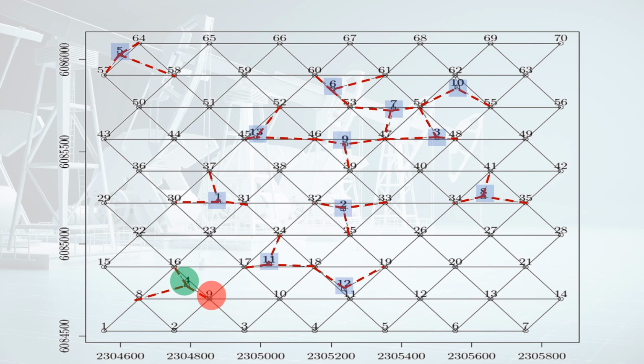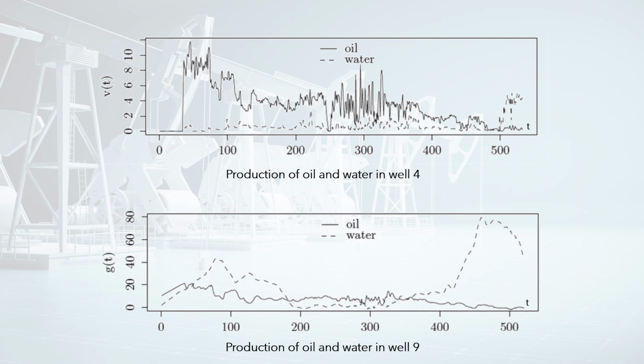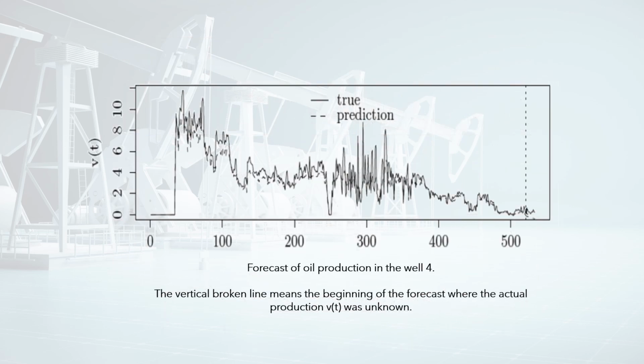The next figure shows the production at the well with index 4, green, and one of the sources, well 9, red. The first graphic shows the production of oil and water in well 4, and the second, the production of oil and water in well 9. If the GT function is known, using this model, production in wells can be predicted. The figure shows the forecast of oil production for the year ahead, 12 months, at well 4. The vertical dashed line shows the beginning of the forecast period, in which the actual production VT was unknown.